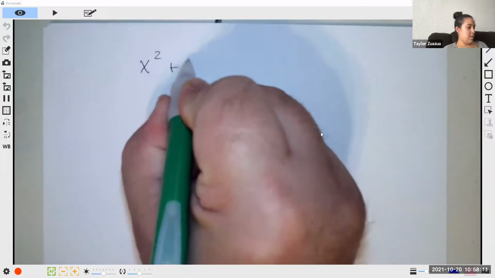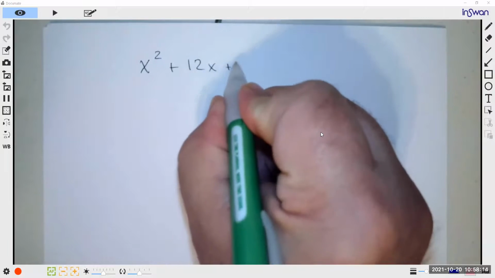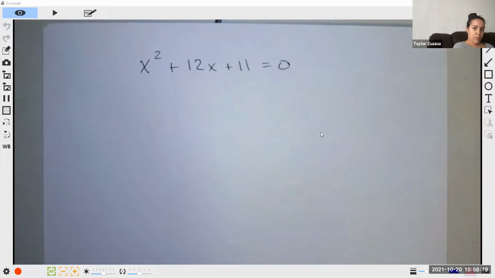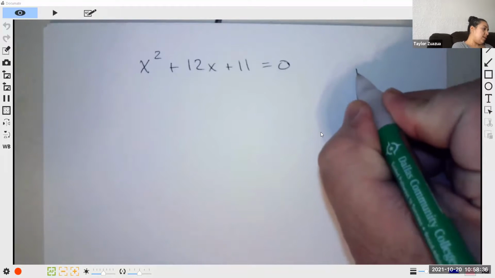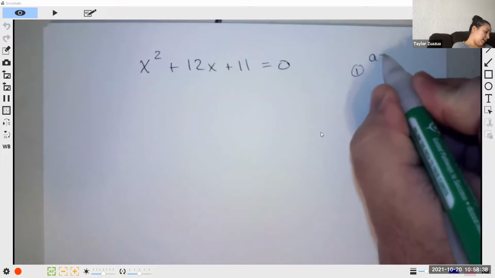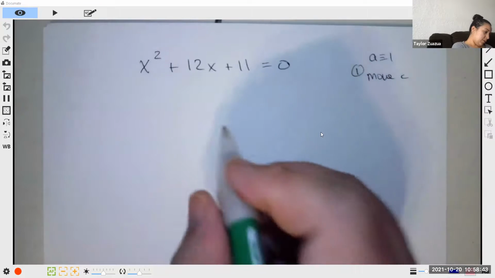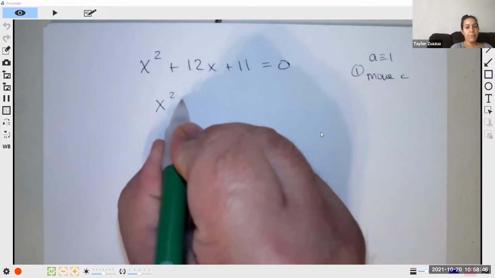Yeah. x squared plus 12x plus 11 equals 0. So let's see, we move the 11 to the other side, so it's negative 11. So we have x squared plus 12x equals negative 11.